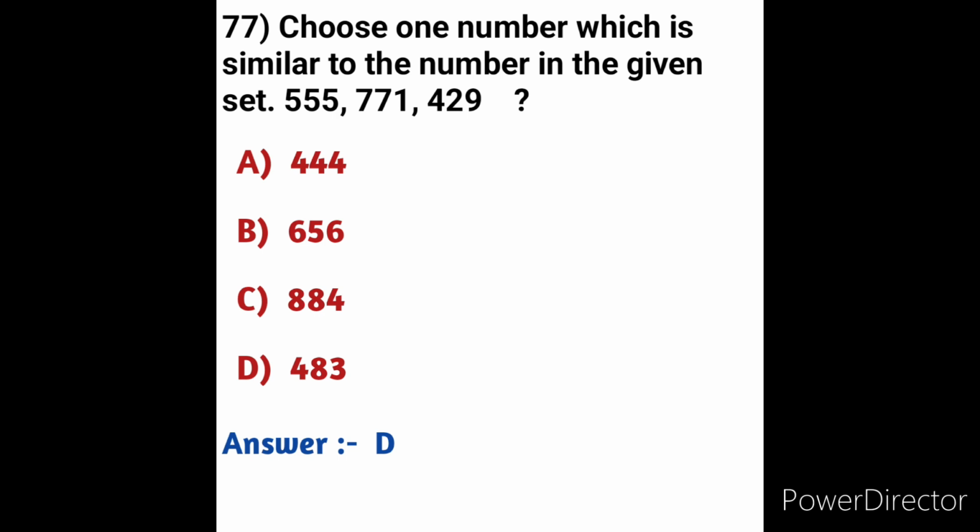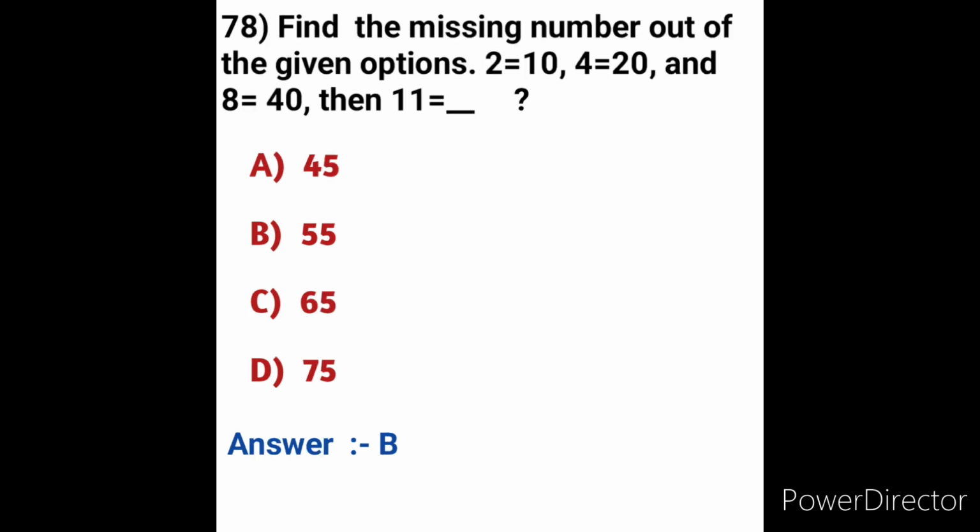On to question number 78. Find the missing number out of the given options. 2 equals 10, 4 equals 20 and 8 equals 40. Then 11 equals how much? We will see the options here. Option A 45, option B 55, option C 65 and option D 75. Here we have to find the difference. 2 equals 10 means 1 equals 5. So we have 12 equals 60. So for 11, we have to subtract 5 from the 12. So 11 equals 55. Okay friends, option B is the correct answer.